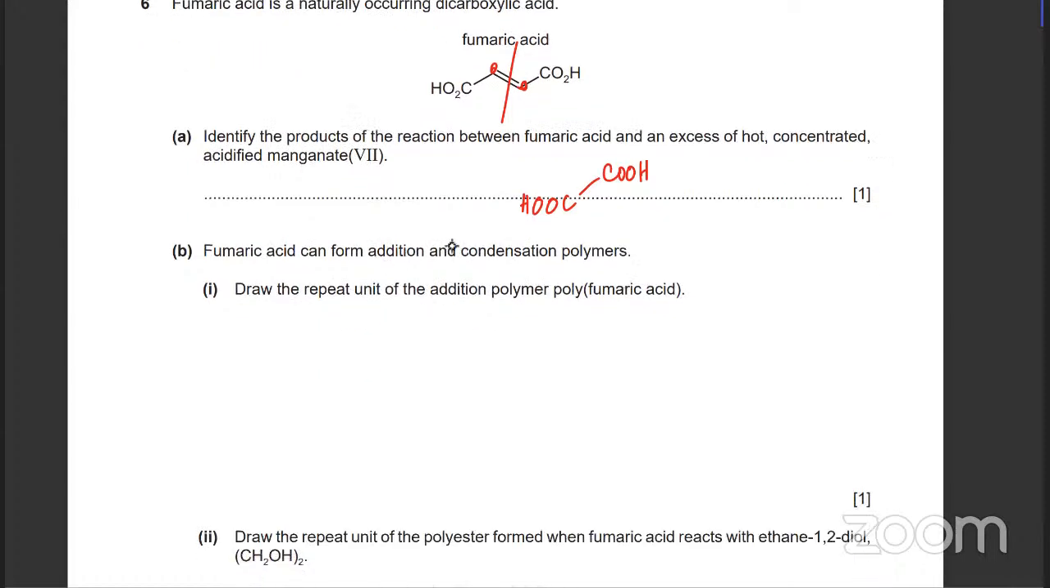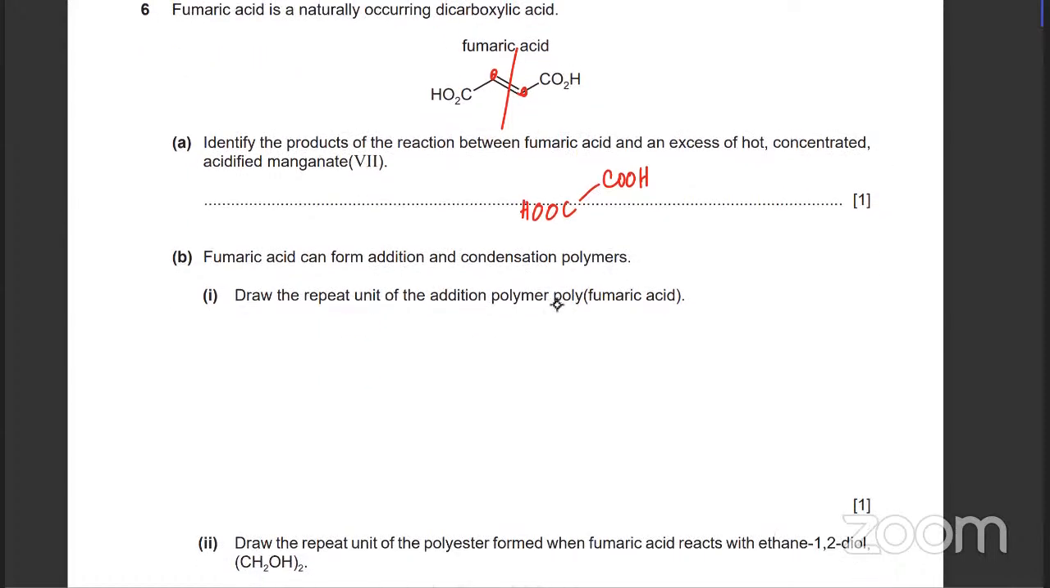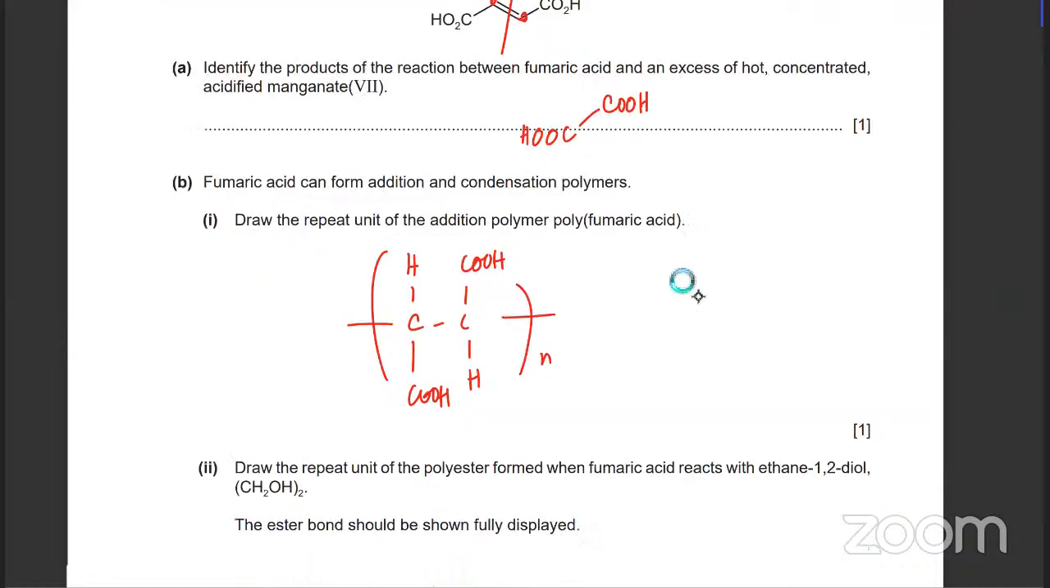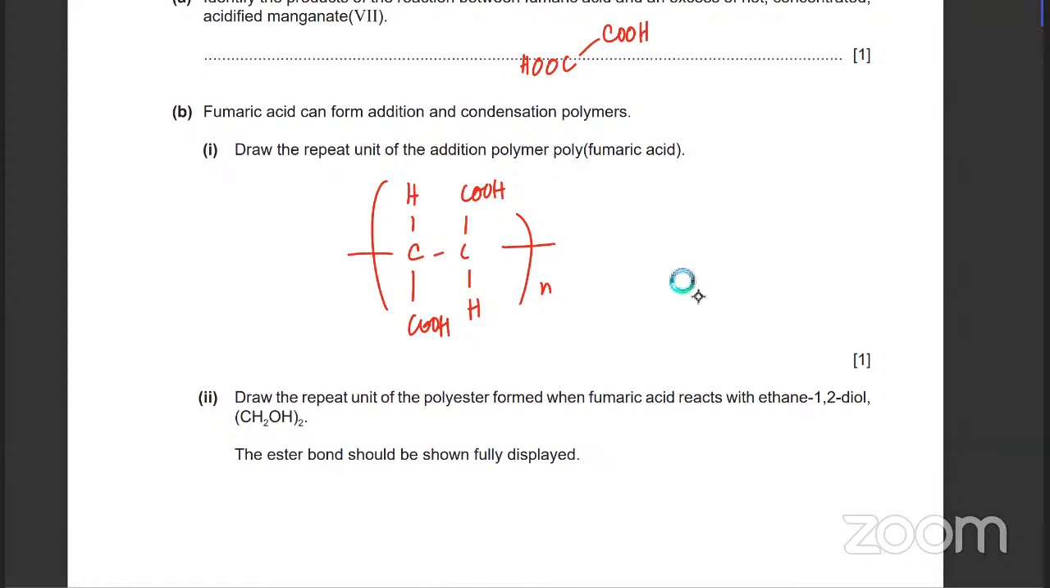Now, fumaric acid can form addition and condensation polymers. Draw the repeat unit of the addition polymer. So you've got a double bond in between. There's carboxylic acid on one side, and there's a carboxylic acid on the other side, and H and H. How do you draw the repeat unit of an addition polymer? It's going to link up. The double bond in the middle would go away, and you write n over here. That's going to be your repeat unit.